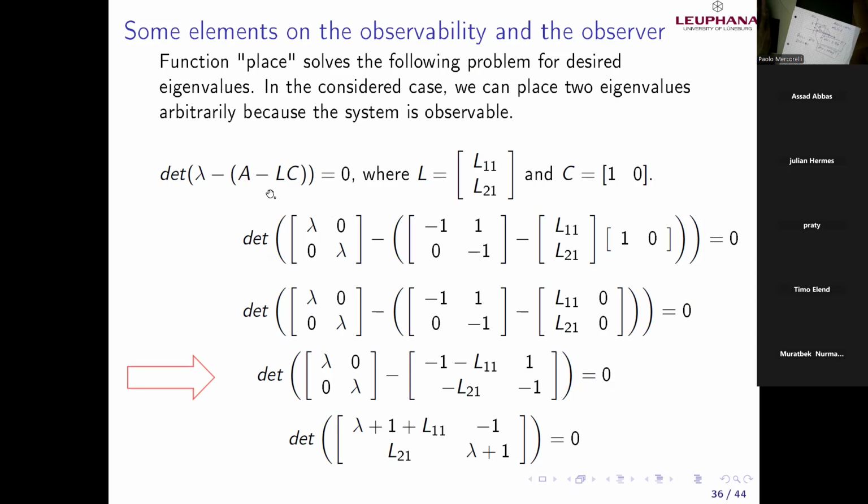Again here, because probably for some students this concept is difficult. The idea is to calculate L11, L21. We don't have to calculate by hand, because we have the function place. I will come back in 1 second with MATLAB. Here, in this case, I don't know if you remember, the case 1, 0, this means I will measure the first variable. Look, the matrix A is minus 1, 1, 0, minus 1.